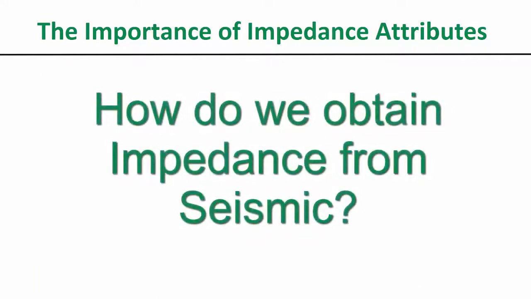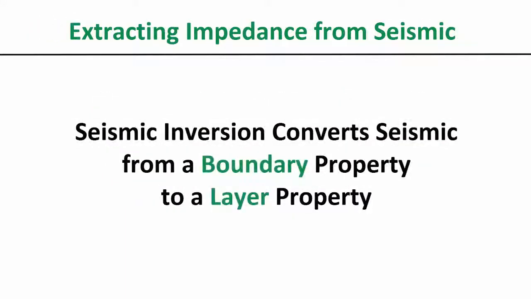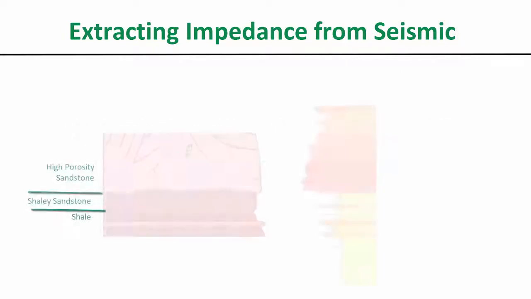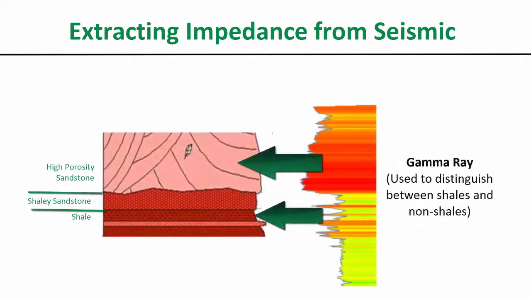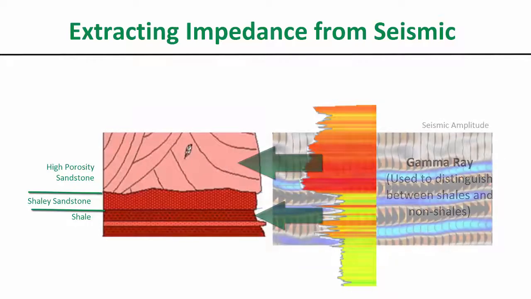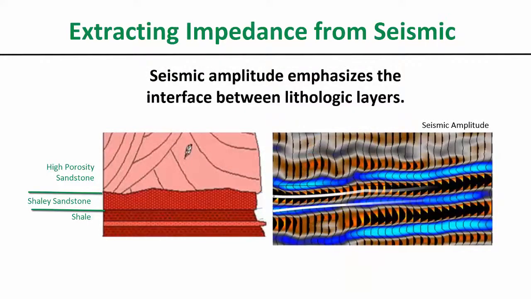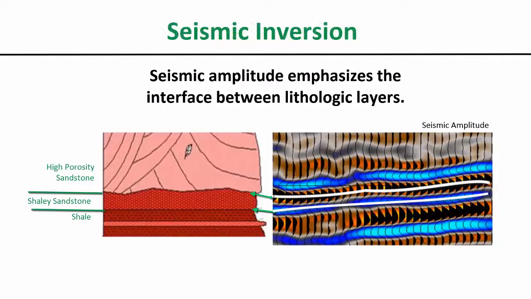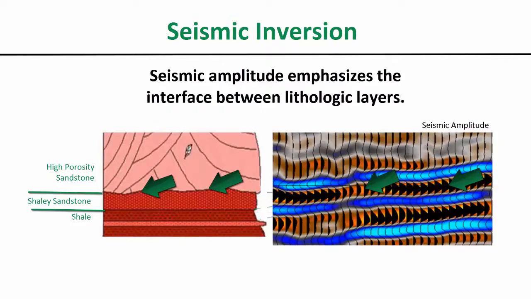But to obtain impedance from seismic data, we need to use seismic inversion, which converts the seismic data from a boundary property to a rock layer property. While well data shows us information about the properties of the rock layers, seismic data shows us information about the boundaries between rock layers. That is, changes in fluid content, porosity, or other properties within a rock layer will show up as changes in the seismic amplitude at the interface between the layers.